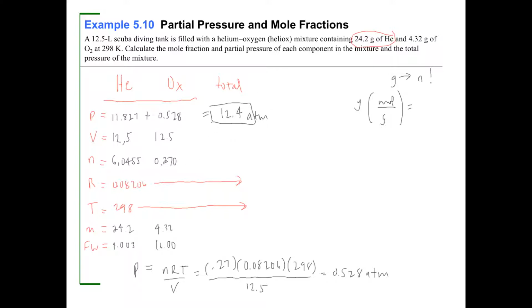Pressurized. Okay, now the mole fraction. The mole fraction of helium is going to equal the moles of helium over the moles of helium plus the moles of the other guy, oxygen, which is equal to 6.0455 divided by 6.0455 plus 0.27. Okay? Careful now. That's where people are going to get that one wrong. They're going to add 0.27 at the end.